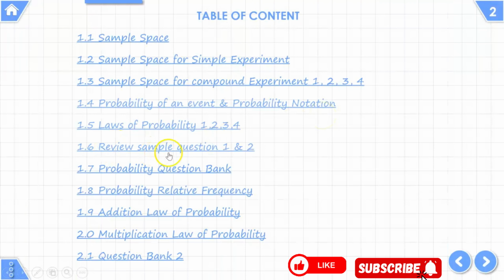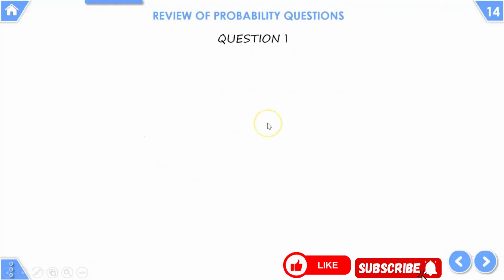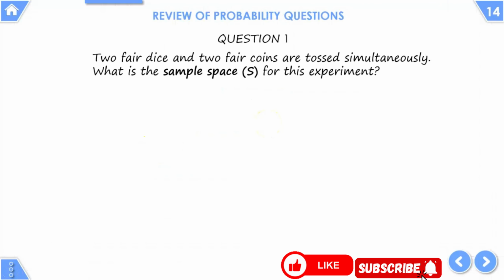This is a review, sample questions 1 and 2. That's where we are. So let's click that. So question 1. 2 fair dice and 2 fair coins are tossed simultaneously. What is the sample space for the experiment?